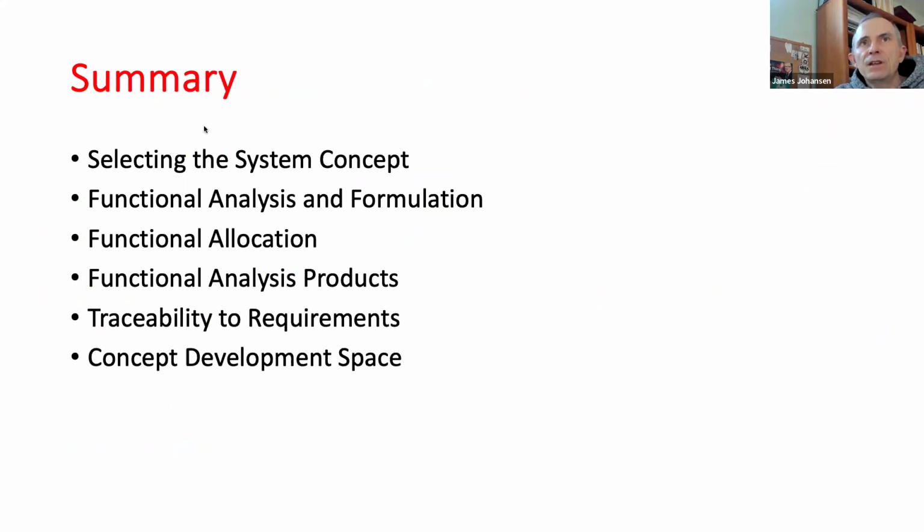So the things that we covered in this chapter, we talked about the selecting of the system concept, doing functional analysis and formulation. So we're going from requirements to functions. We looked at the functional allocations. You could have functions and subfunctions. We talked about the functional analysis products, various types of diagrams. We talked about the traceability requirements. So every function needs to have a requirement. And we also talked about the concept development space.